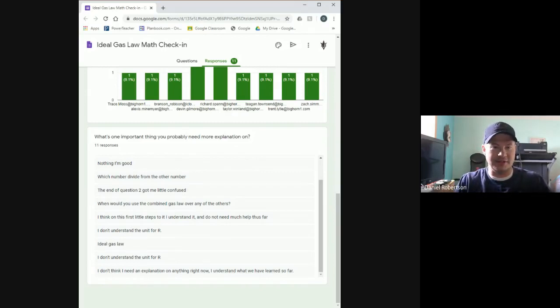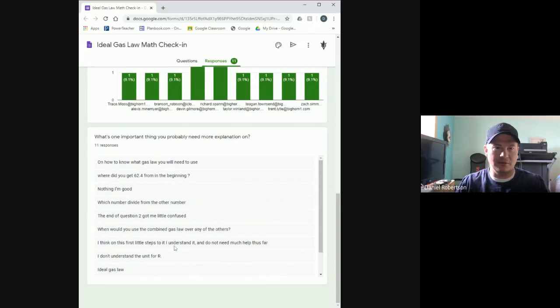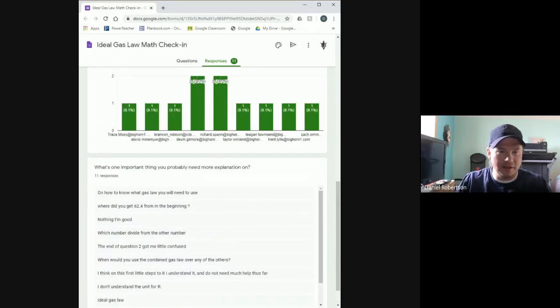Down here it says I don't understand the units for R. Okay, we just covered that. And it looks like I missed some at the beginning. How would you know what gas law unit to use? Where did you get 62.4 from in the beginning? All right, so that 62.4 is the number that goes with that particular R value if you're dealing with millimeters of mercury or Torr units or something like that.